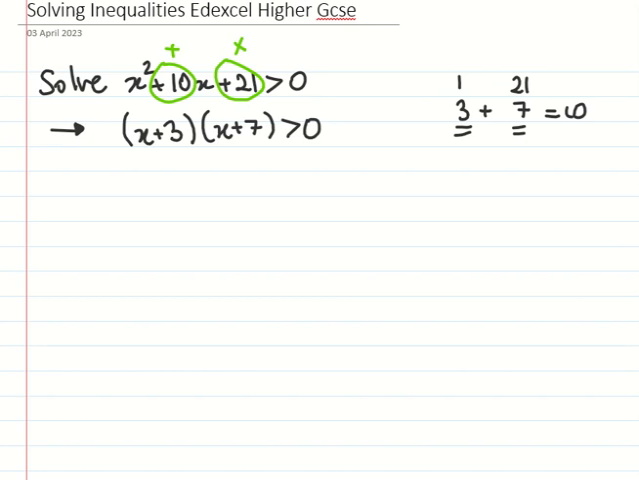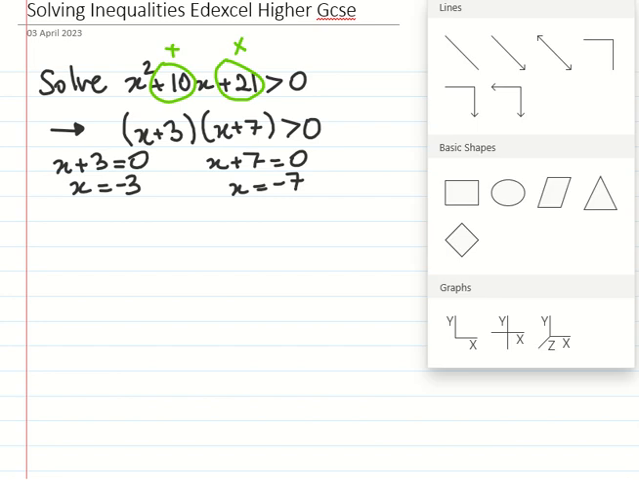So I should find out the points where it crosses the x-axis, which means the points where this equation is equal to 0. This equation will only take the value of 0 if either the first bracket is 0, in which case x must be minus 3, or the second bracket is 0, in which case x is minus 7. These are what we call the roots of this quadratic equation.